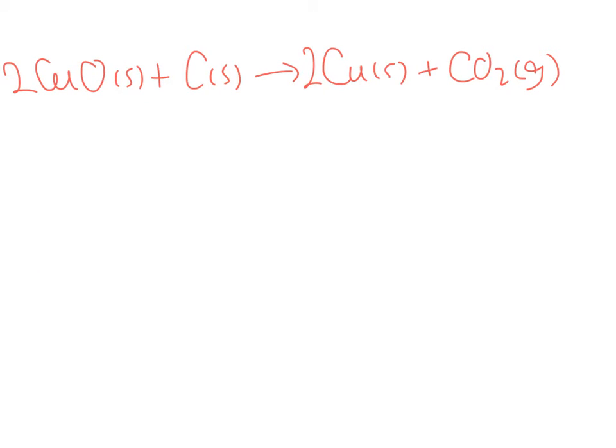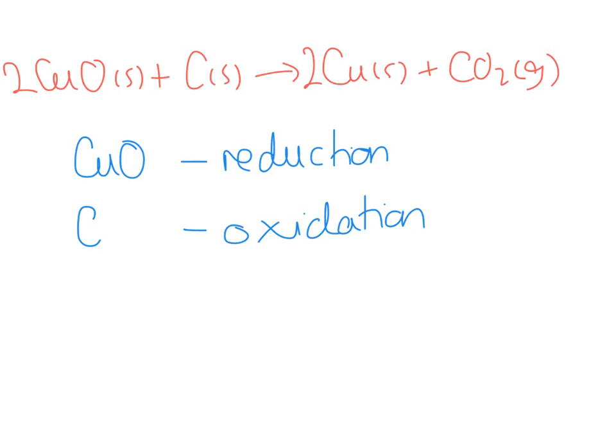Let's look at that reaction again. So the copper oxide has lost oxygen to become copper, but the carbon has gained oxygen to become carbon dioxide. Therefore, in this reaction, there's been both reduction and oxidation. We call reactions where there's been both redox reactions.